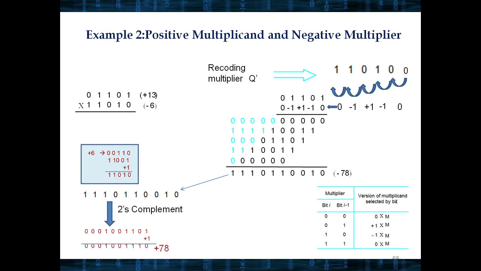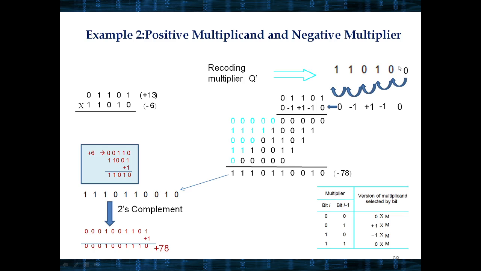So next we'll go to the second example. Here we'll take positive multiplicand and negative multiplier. So plus 13 and minus 6. Minus 6 we need to convert: first we consider plus 6, then take the 2's complement of plus 6. So we will get the value as 11010.